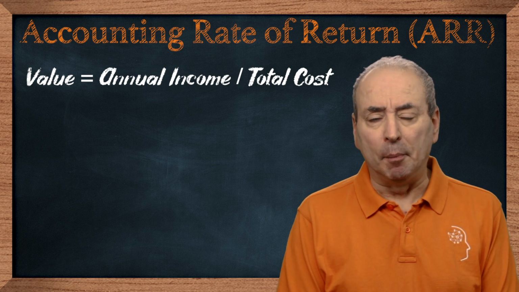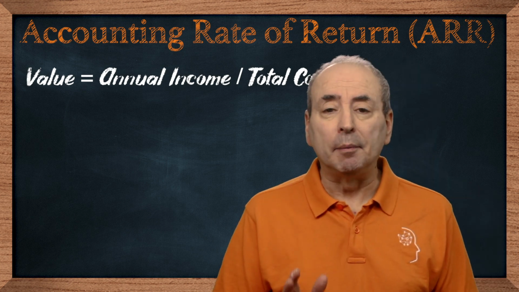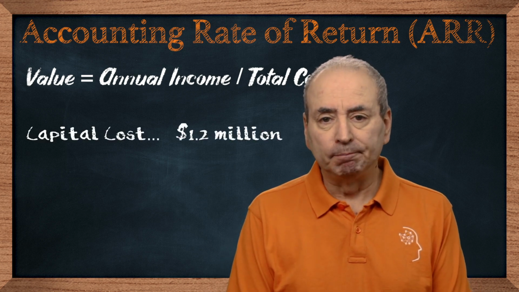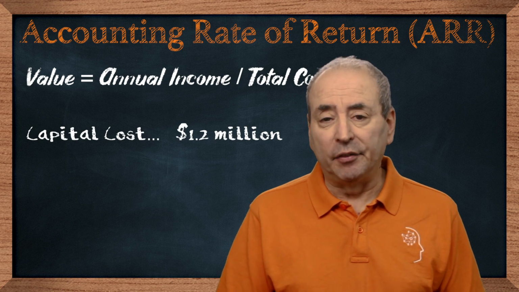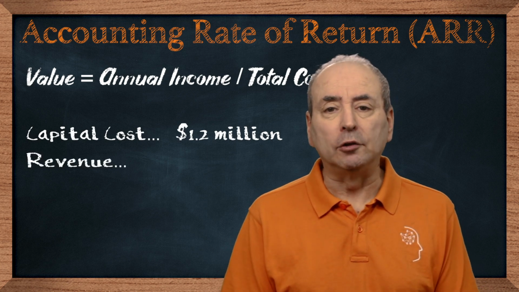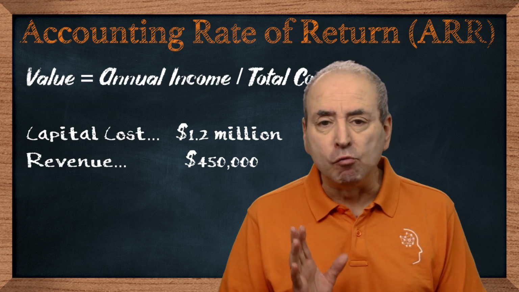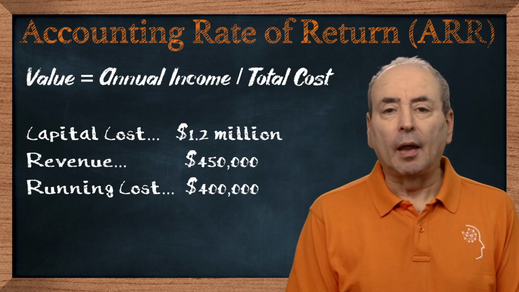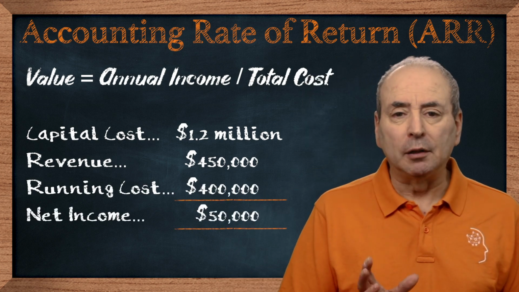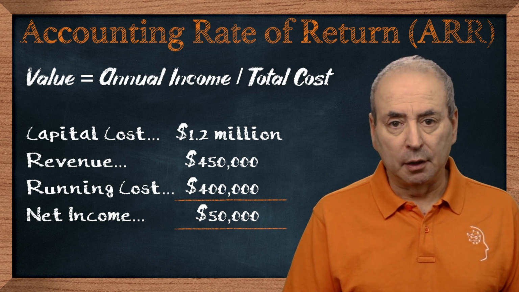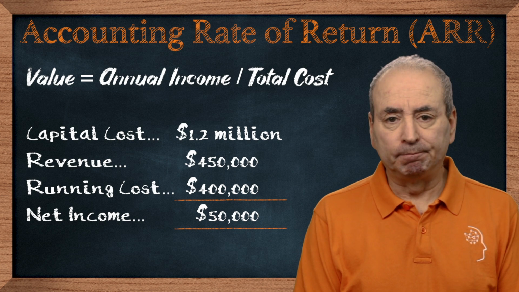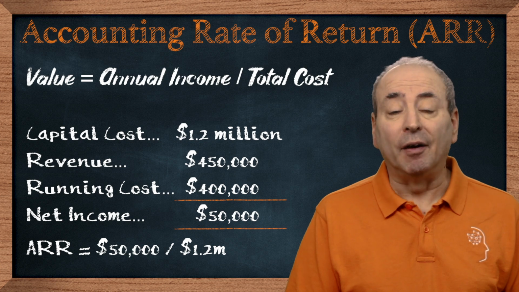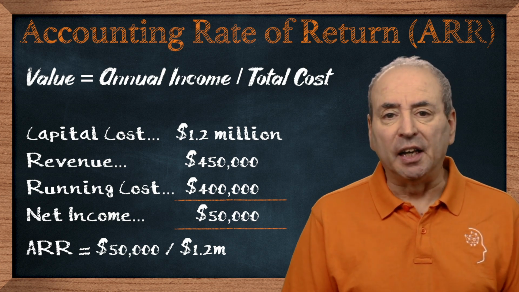But let's look at a simple example. Let's consider a project with a one-off, possibly capital cost of $1.2 million. It produces an asset that generates an annual revenue of $450,000, and the running cost of that is $400,000 a year. Therefore, the net income is $450,000 minus $400,000. That is $50,000. So we calculate the ARR as 50,000 divided by 1.2 million to give us an ARR of 4.17%.